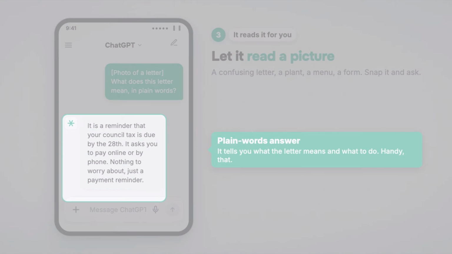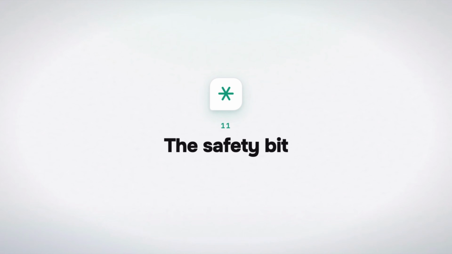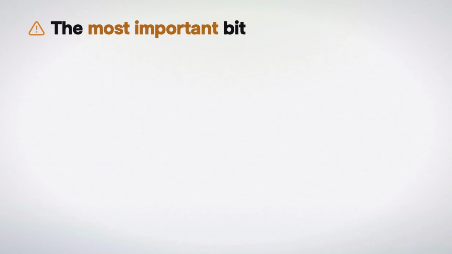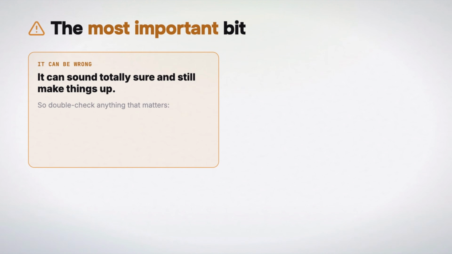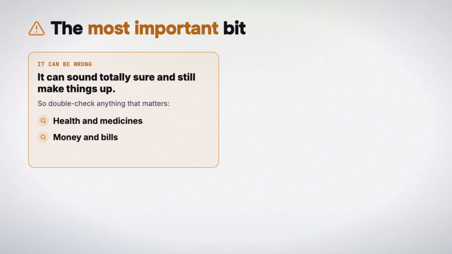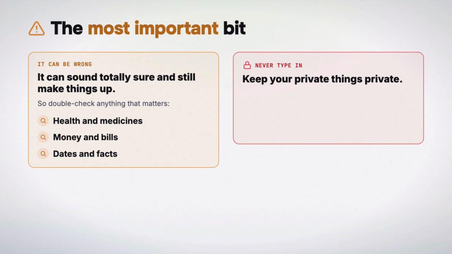Dead handy. Now, this next bit is the most important thing in the whole video, so listen close. ChatGPT can sound totally sure of itself and still be wrong. It sometimes just makes things up. So anything that actually matters, you double check it yourself. Your health and any medicines, money and bills, dates and facts. Do not take those on trust.